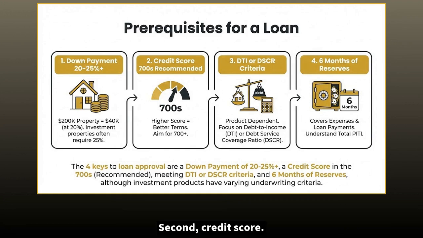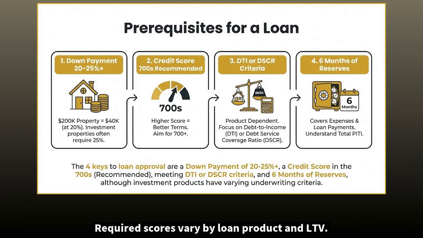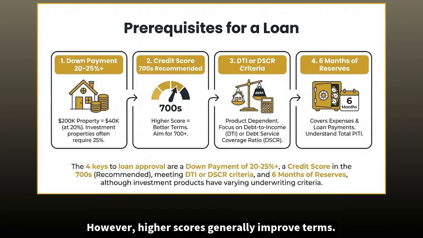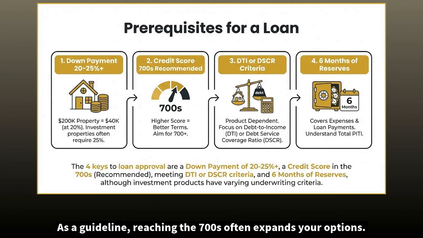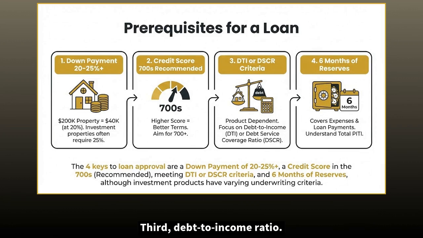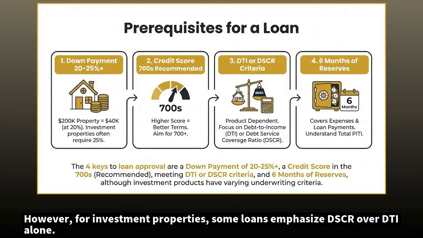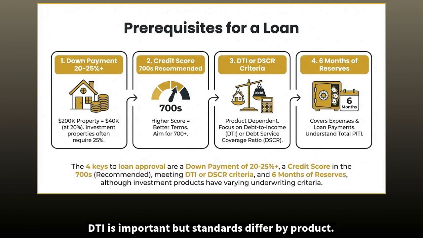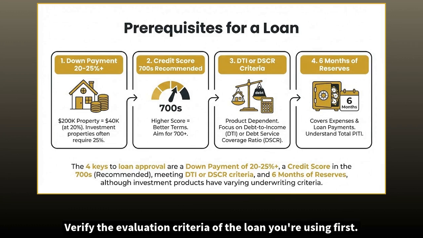Second, credit score. Required scores vary by loan product and LTV. However, higher scores generally improve terms. As a guideline, reaching the 700s often expands your options. Third, debt-to-income ratio. However, for investment properties, some loans emphasize DSCR over DTI alone. DTI is important, but standards differ by product. Verify the evaluation criteria of the loan you're using first.